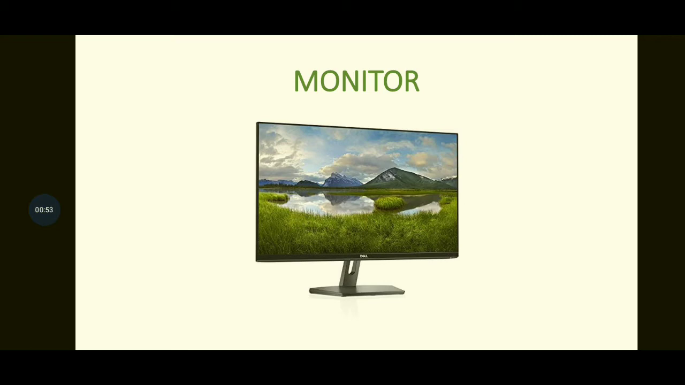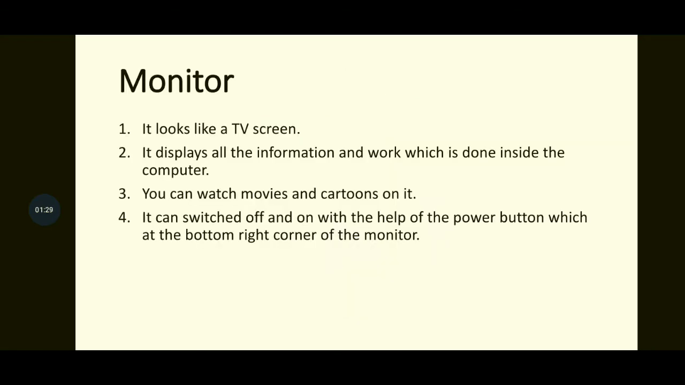First one is the monitor. This is the picture of a monitor. It looks like a TV screen, doesn't it? We can view all the work we are doing using the monitor, and we can see movies, images, games, all such things. They will be displayed on the screen. At the bottom rightmost corner, we have one button to switch the monitor on or off. So this is about the monitor.